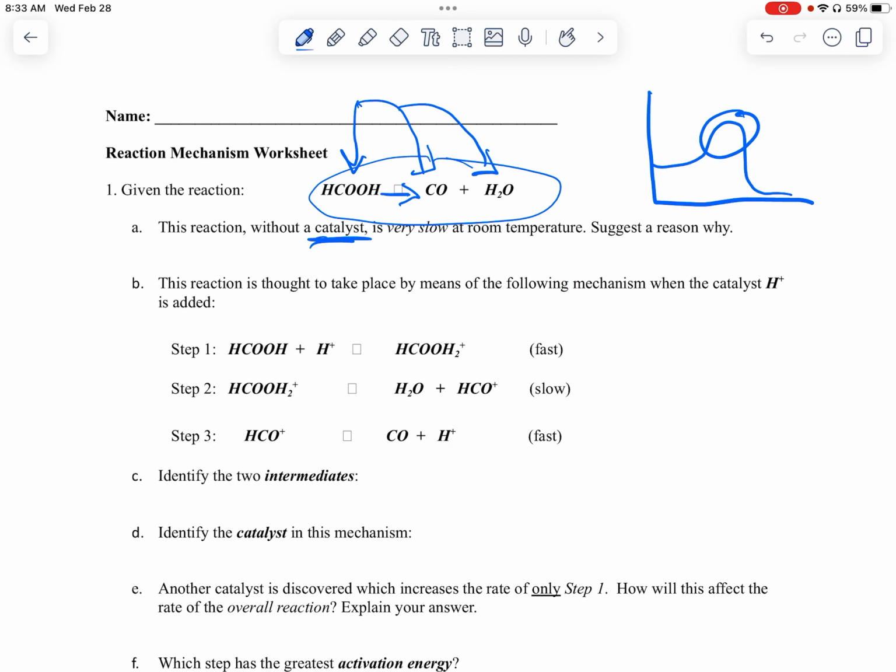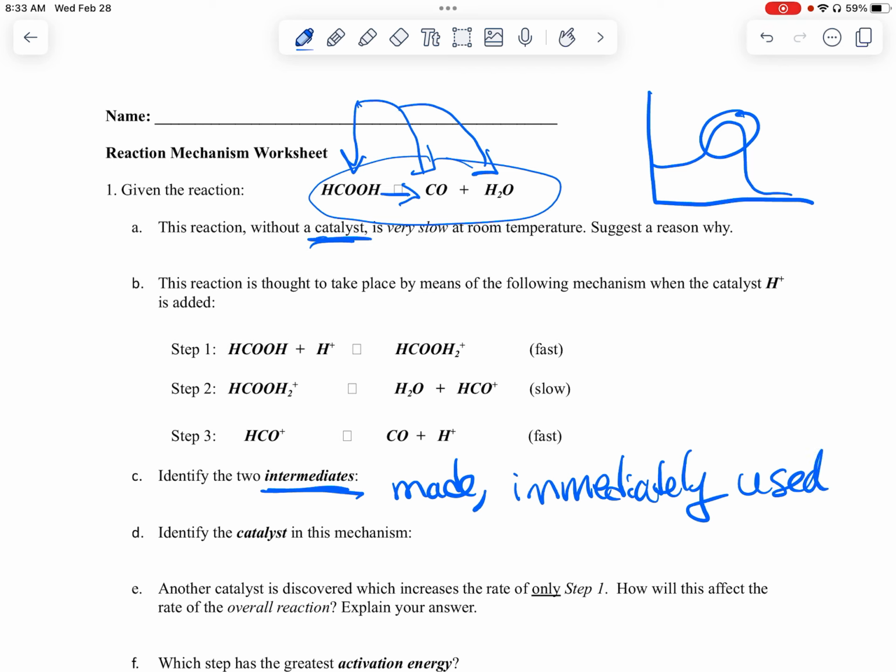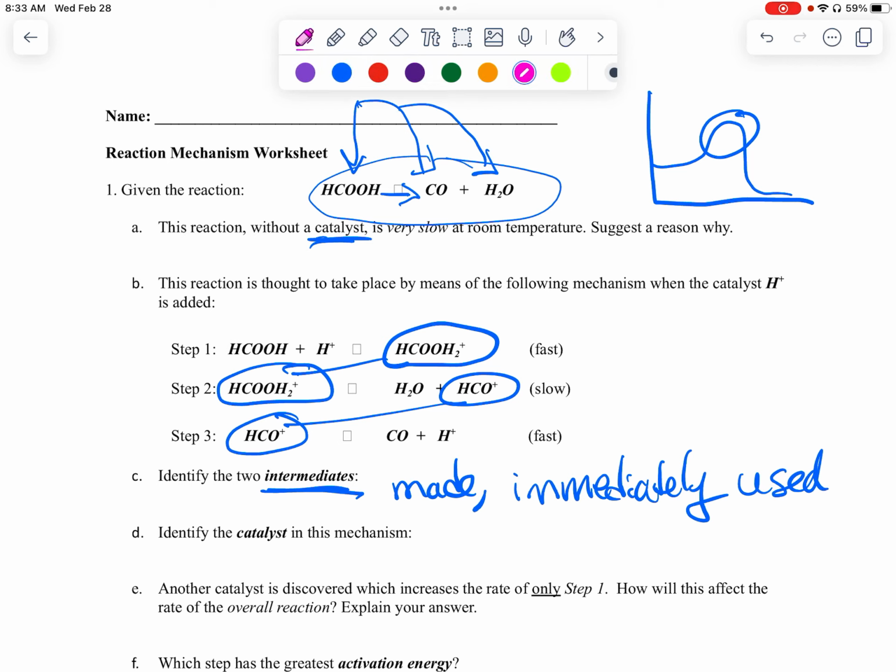Vocabulary words. Intermediates. An intermediate is made and then immediately used. So it's going to be a product and then a reactant. So do you see how this is made and then it's immediately used? That is an intermediate. Do you see how this is made and then immediately used? That is an intermediate.